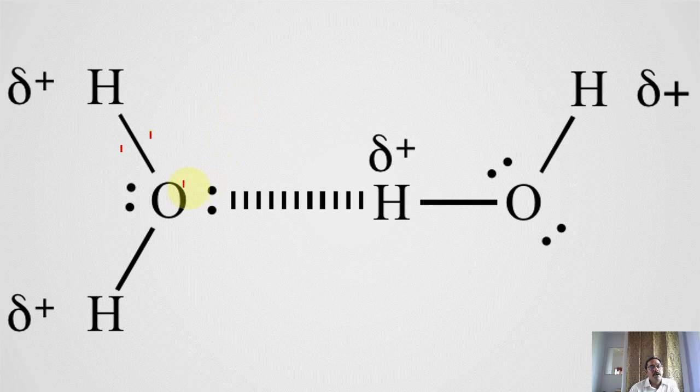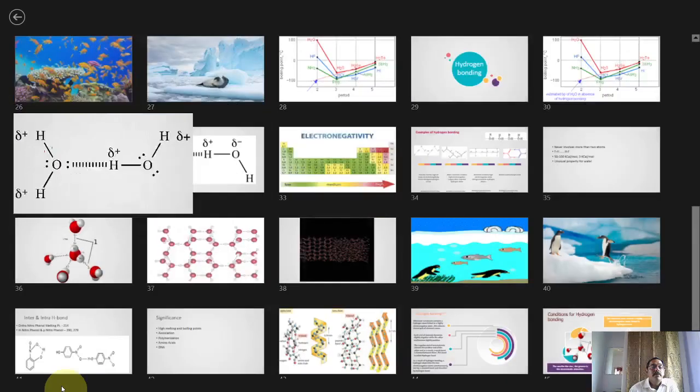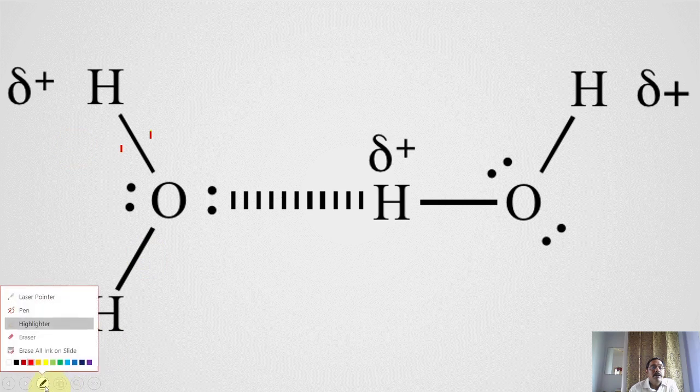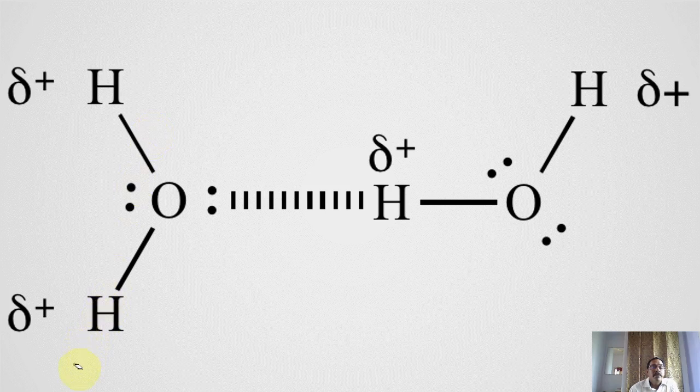But we know that oxygen is more electronegative. Since oxygen is more electronegative, what happens? It pulls the bonded pair of electrons towards itself. So what happens? Let us see. I'll take an eraser and rub it. So the bonded pair of electrons will be towards the oxygen and further away from the hydrogen.